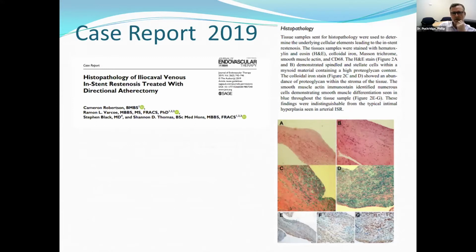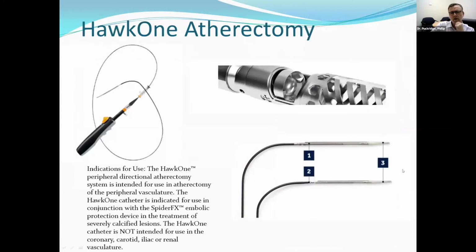And our colleagues in Sydney, Dr. Robertson, in conjunction with Shannon and Ramon and Steve Black, published last year a case report where they performed atherectomy of a limited section of a left external iliac vein restenosis, and found material in there which was similar to neointimal hyperplasia when they removed it with the Hawk-1 atherectomy device. The Hawk-1 atherectomy device is this one.